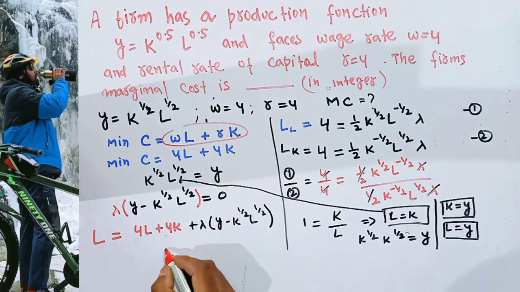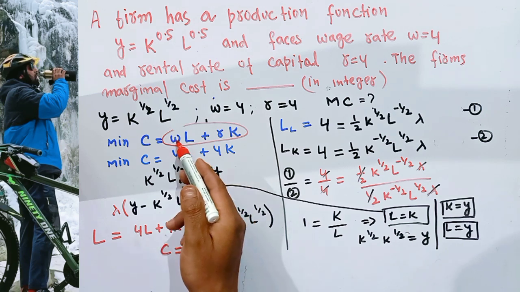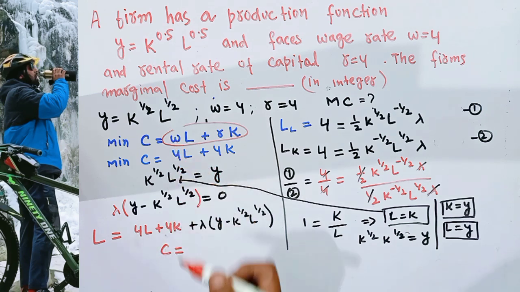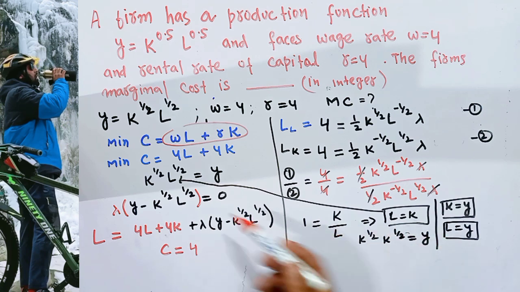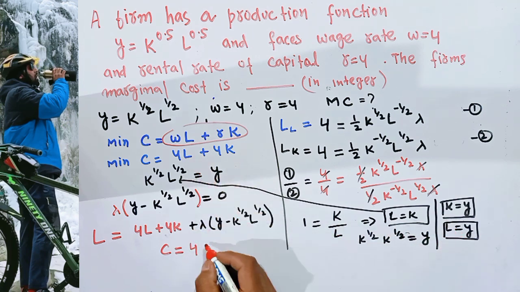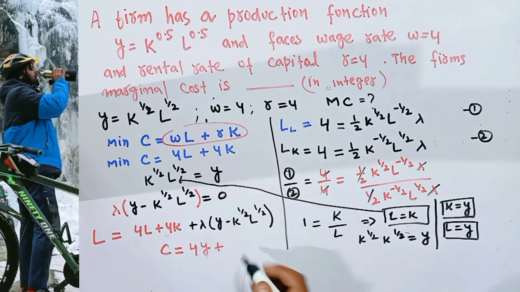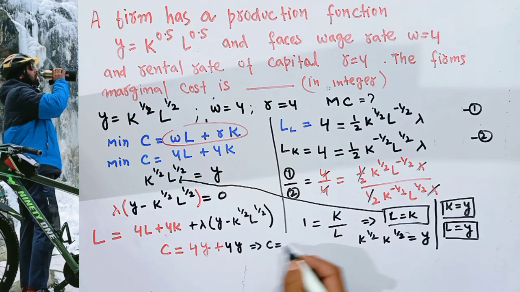So our total cost will be equal to 4, in place of l we got l is equal to y, plus 4, in place of k again we got y. Which implies c will be equal to 4y plus 4y is equal to 8y. That is our total cost.